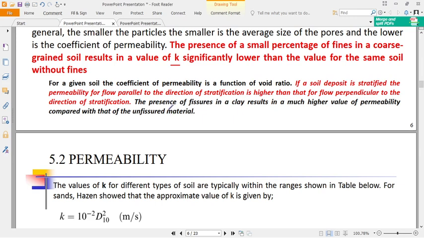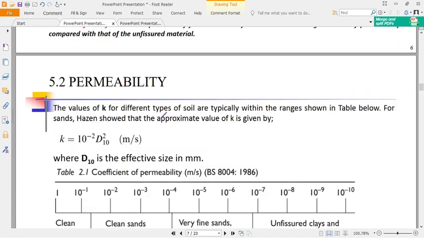So if you have cracks in clay, obviously the ability for water to flow through it will be high compared to when it is not fractured, or when it has no fissures or cracks. Is that okay?